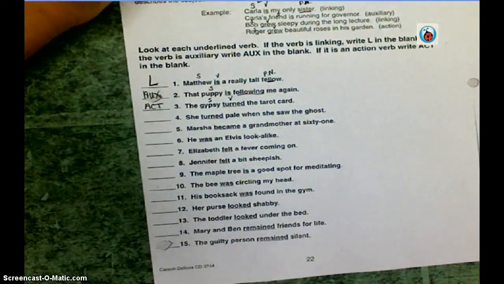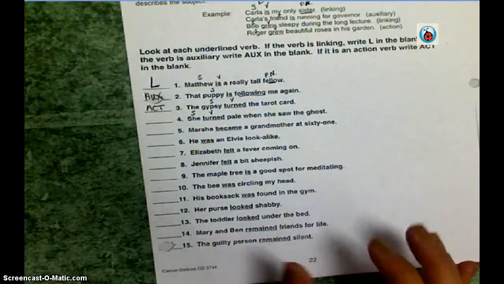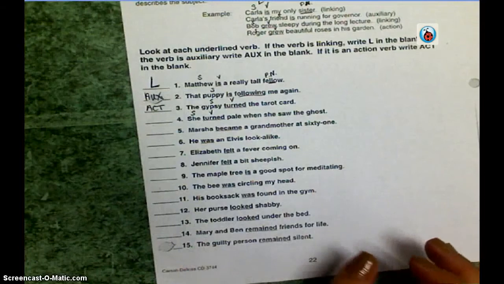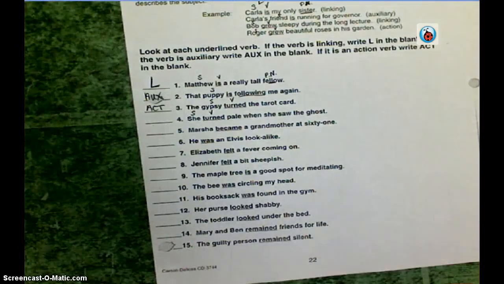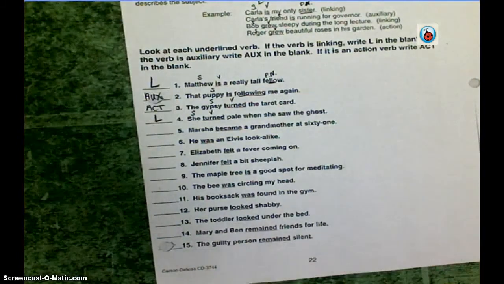She turned pale when she saw the ghost. Who or what did it? She. What did she do? She turned pale when she saw the ghost. Did she physically do an action? No, she didn't. It's a condition. Her paleness is a condition. So the turn is a linking verb in this context, okay?